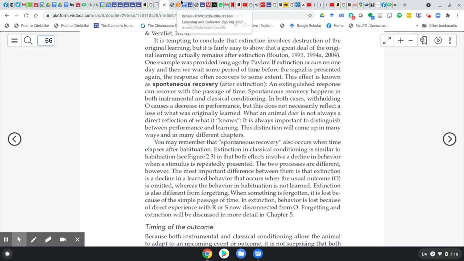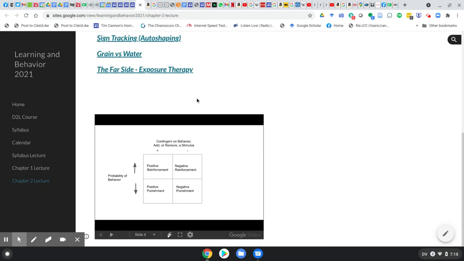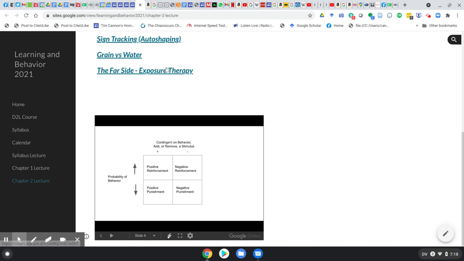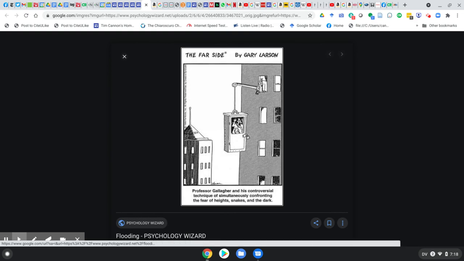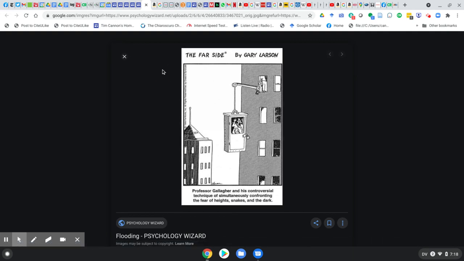And I used to love the Far Side cartoons, love them. And this is a classic. Professor Gallagher and his controversial technique of simultaneously confronting fear of heights, snakes, and the dark. That would not work. And that is certainly not systematic desensitization. But the Far Side was brilliant.